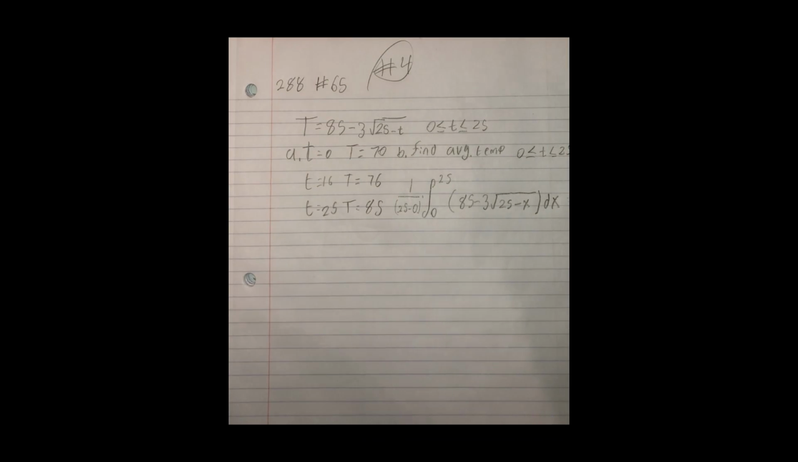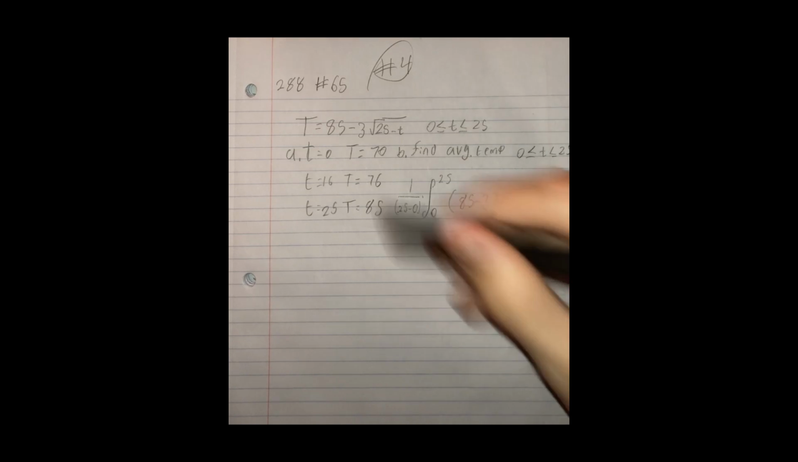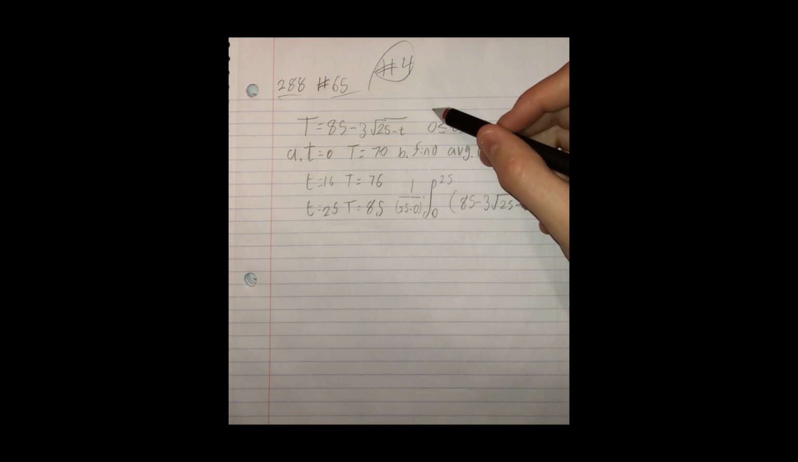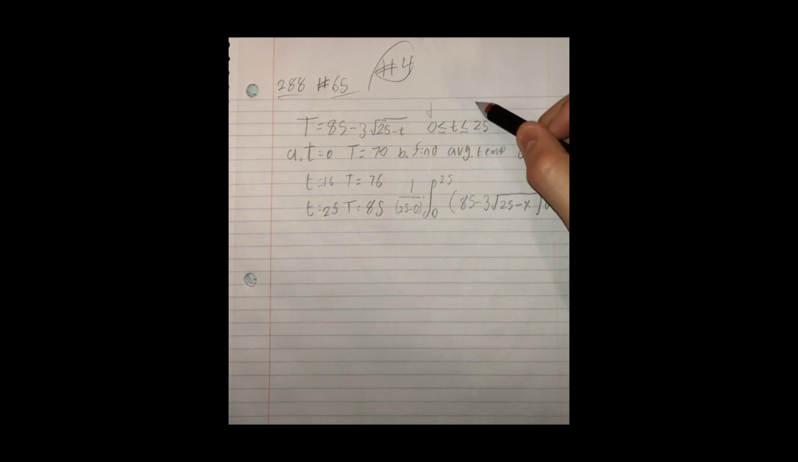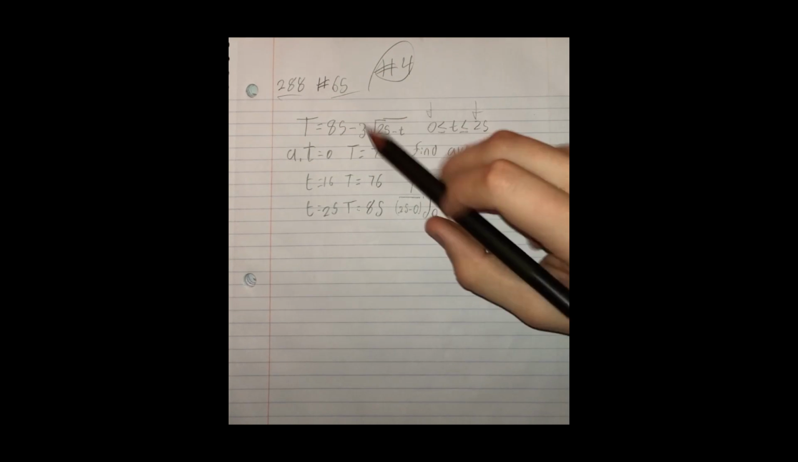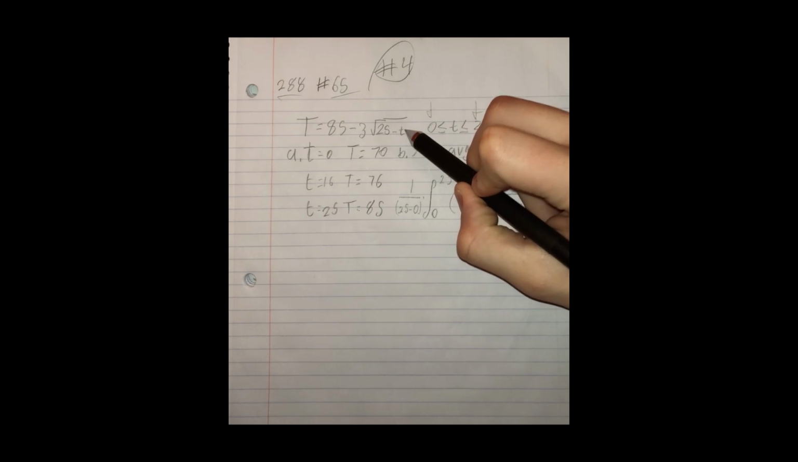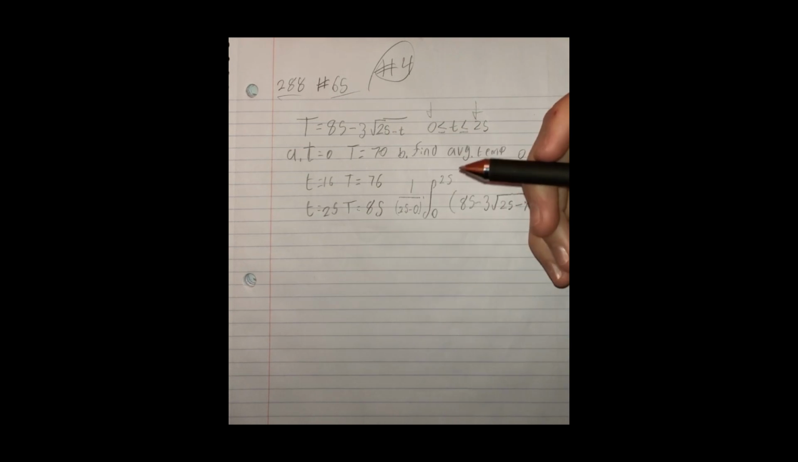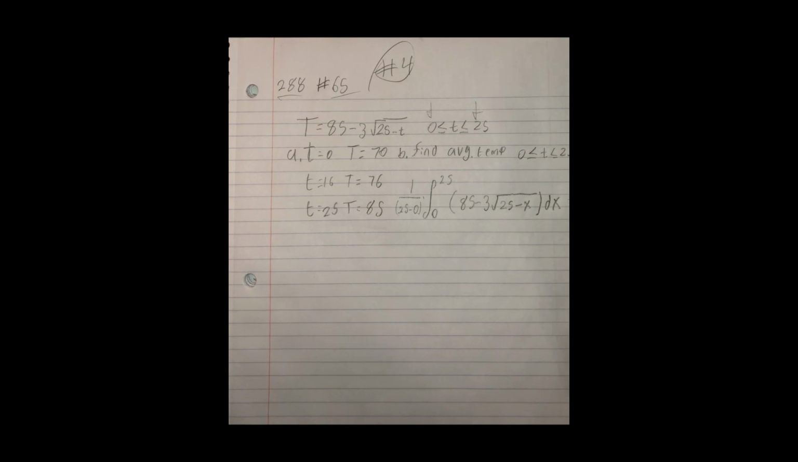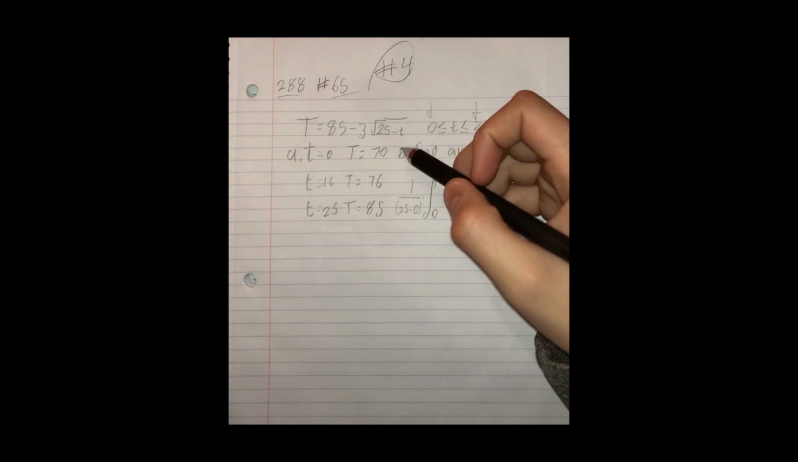All right, so this is going to be problem number 4. This is number 65 on page 288. This is a problem asking about the average temperature between time 0 and 25. I'm just going to point those out real quick, 0 and 25. The basic equation for this temperature is 85 minus 3 root 25 minus t. This is just a general equation, not really sure exactly the origins of it, but that doesn't matter because this is math. Part A is pretty simple, so I just went ahead and did that real quick.